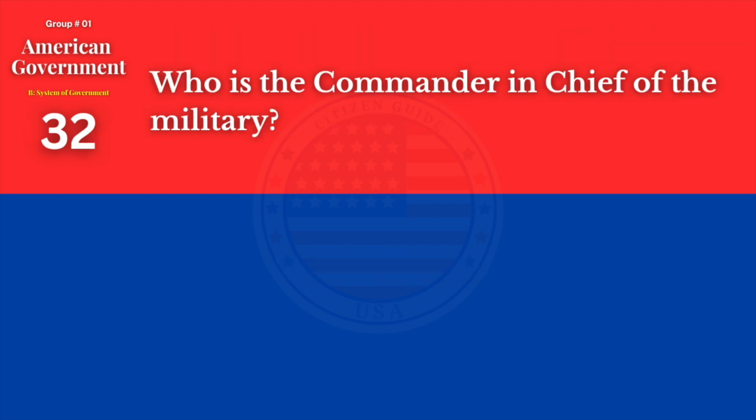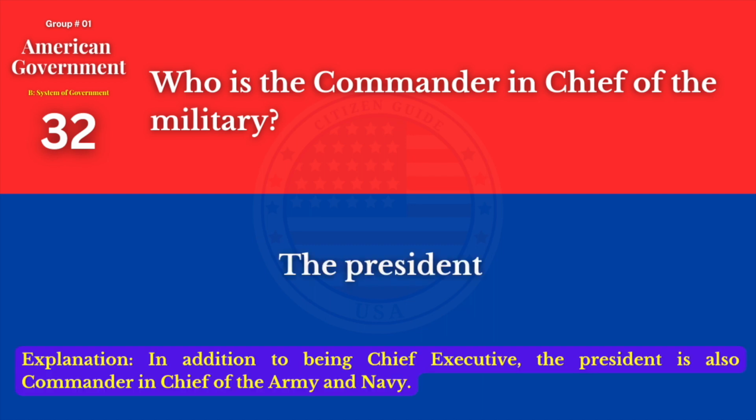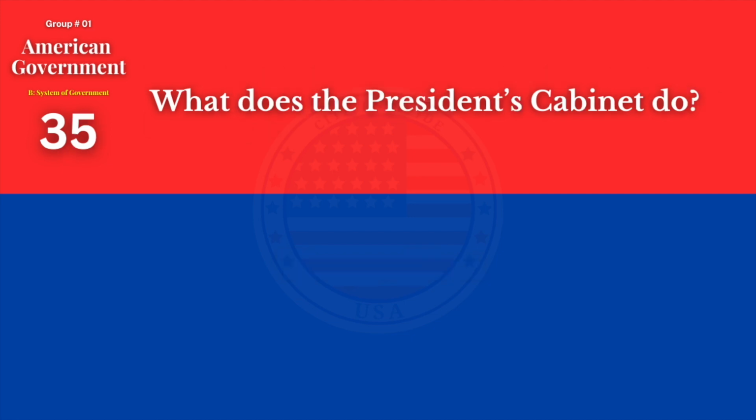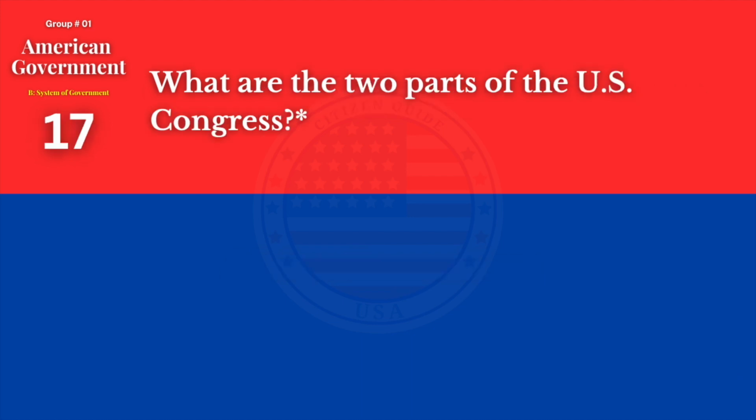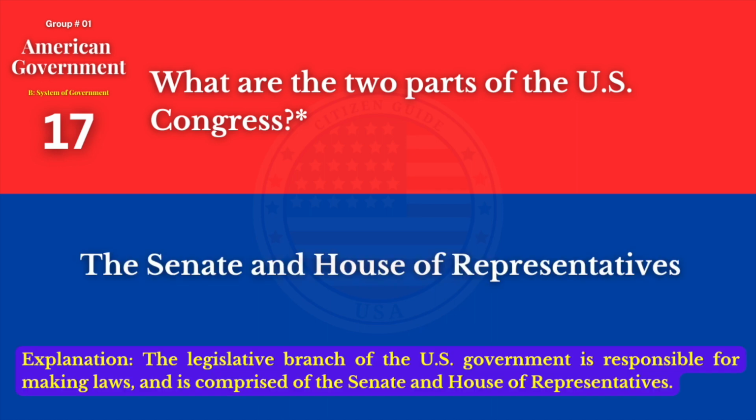Who is the commander-in-chief of the military? The president. What does the president's cabinet do? Advises the president. What are the 2 parts of the U.S. Congress? The Senate and House of Representatives.